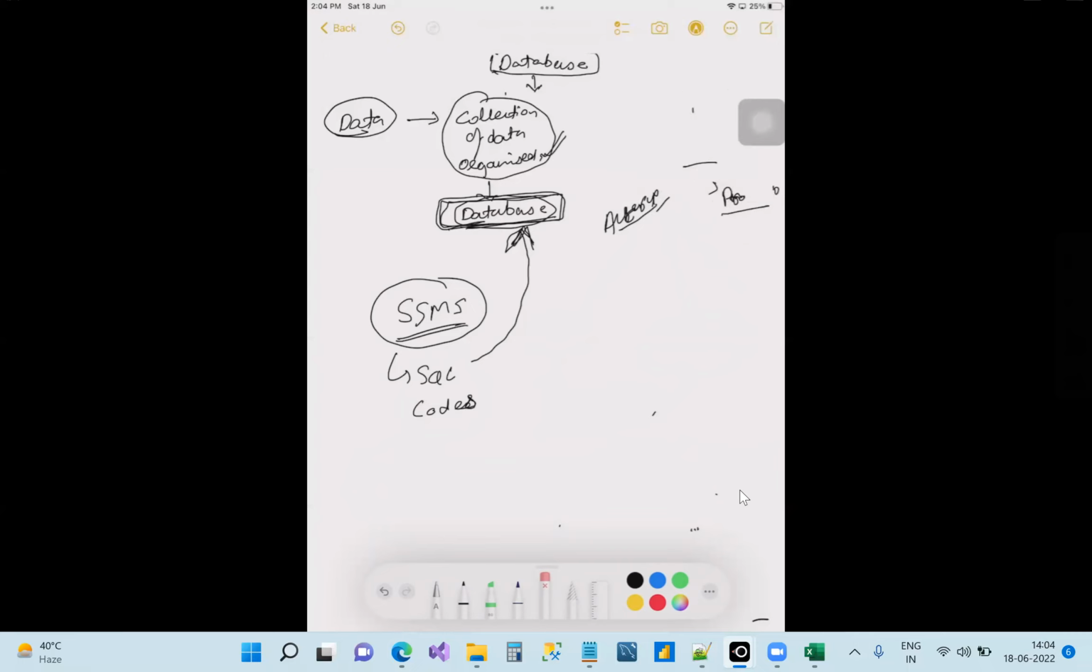If it's too much for anyone, do let me know. I'll go slow if you don't understand, because these things are very, very important. So let's come to database models. Primarily there are three: first, second, and third. First is called hierarchical. Does anyone have any idea about all these things? Yes or no? Okay, no.